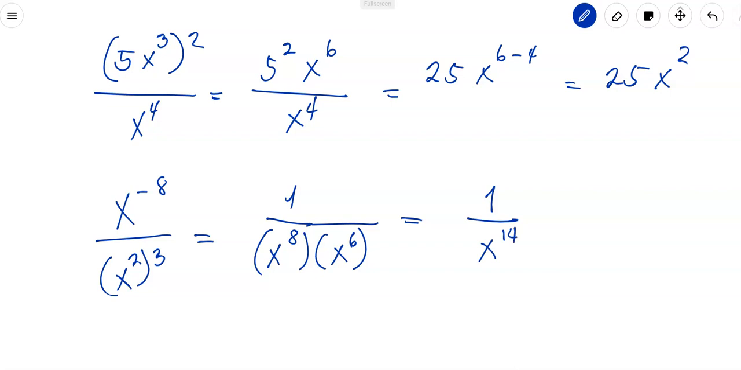Okay, so we considered the division property with a negative exponent, and then we used the power property of exponents, the product property of exponents, and then we get the result.